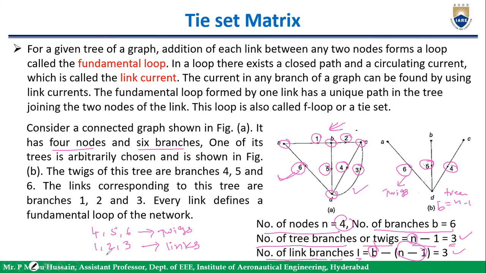Now if you join one link to a tree, suppose between two nodes you add one link, then you get a loop. That loop is called the fundamental loop, or F loop, or Triset. So the Triset is the set of branches 1, 5, 6, which gives one loop. Like that, here you have a total of 3 links, so you will have 3 Triset loops or fundamental loops. However many links there are, that many fundamental loops will be there in a given graph.